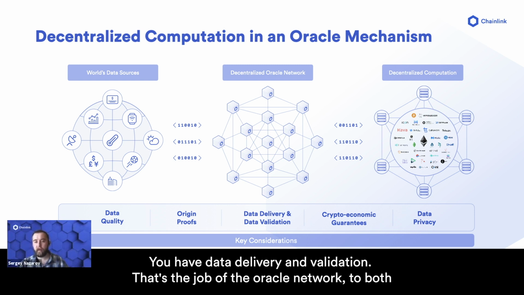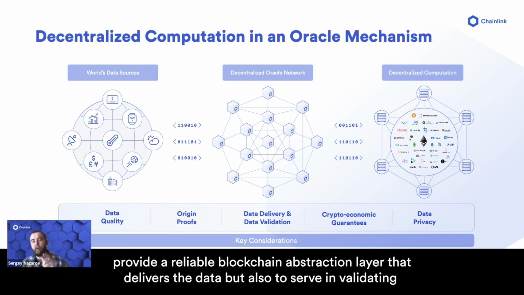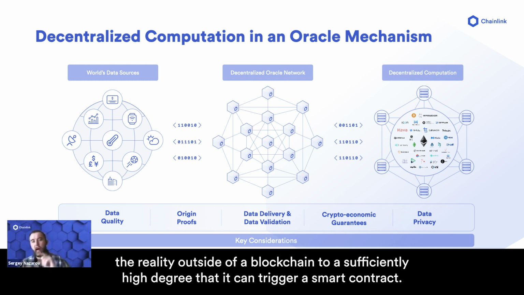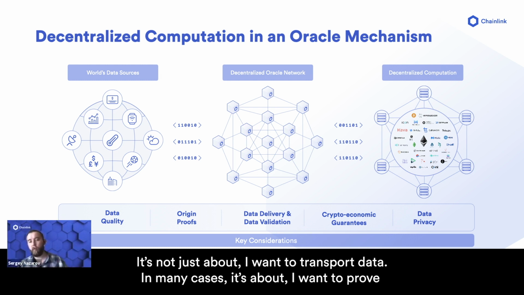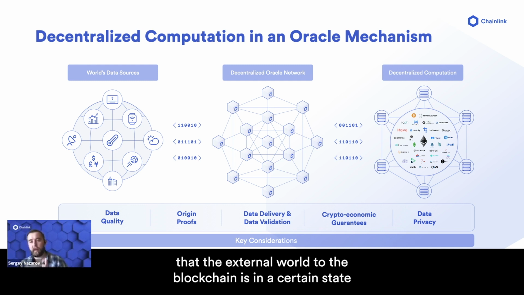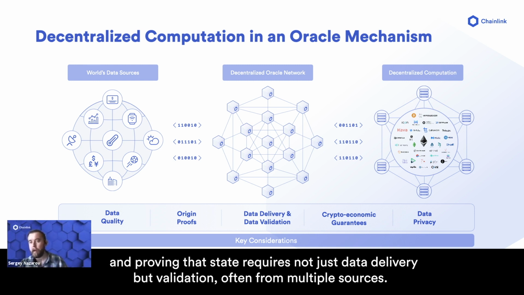You have data delivery and validation. That's the job of the Oracle network, is to both provide a reliable blockchain abstraction layer that delivers the data, but also to serve in validating the reality outside of a blockchain to a sufficiently high degree that it can trigger a smart contract. So it's not just about, I want to transport data. In many cases, it's about, I want to prove that the external world to the blockchain is in a certain state. And proving that state requires not just data delivery, but validation, often from multiple sources.